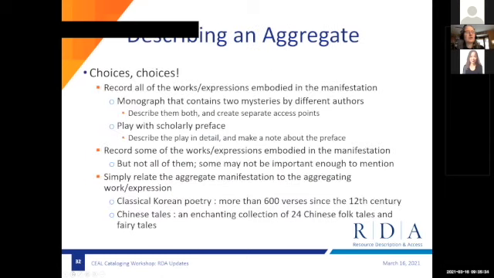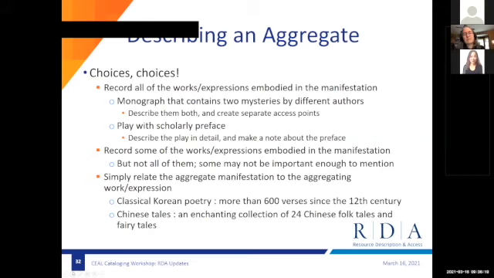So as I mentioned, there are plenty of choices. And what you do is going to depend on the resource you're cataloging, your collection, and your understanding of user needs. So you could record all of the works and expressions embodied in the manifestation, a monograph that contains two mysteries by different authors. I don't know why you would not describe them both and give them separate access points so everybody can know what's in your collection. A play with a scholarly preface: you might want to describe the play in detail and make a note about the preface because it's so significant. And that would be what you would normally do with these collection aggregates, or the play with a scholarly preface is also an augmentation aggregate, but with a part that you think is important.